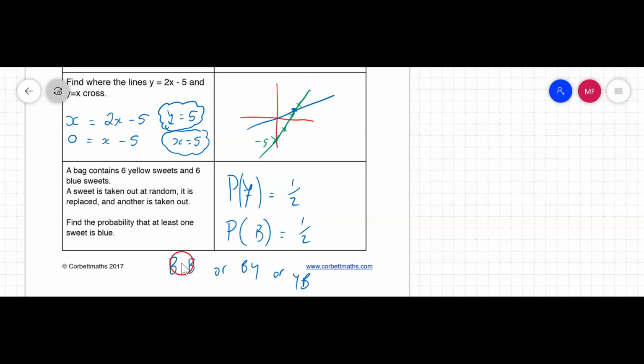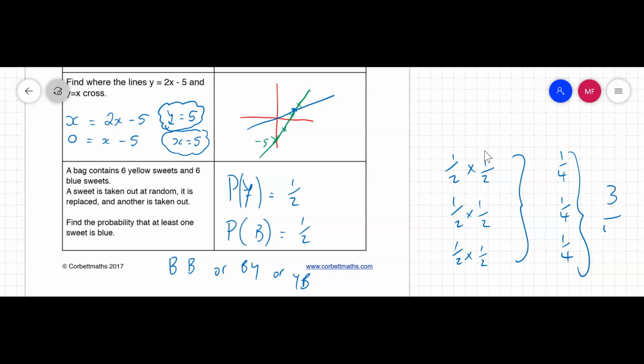So blue blue, well this is blue and blue. So and means times, so it's half times half. Blue and yellow, so that's probability of blue times probability of yellow, so again that's half times half. And yellow and blue must be the same, half times half. Work those out, add them all together, and that's your answer. So half times half is a quarter, and you've got another quarter, and another quarter. So altogether gives you 3 quarters, which is your answer.